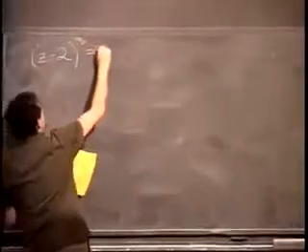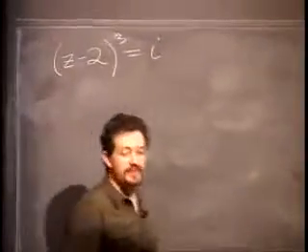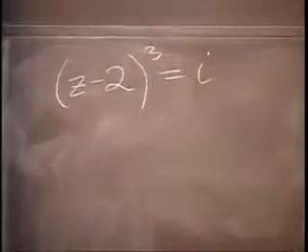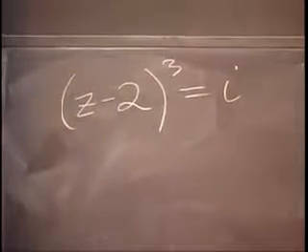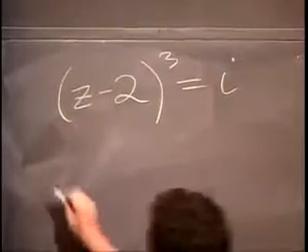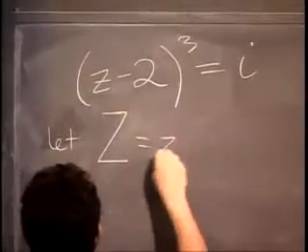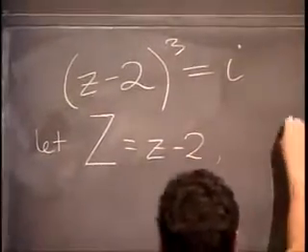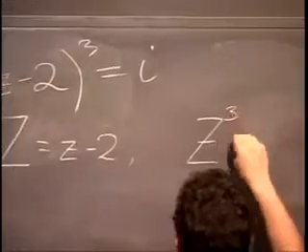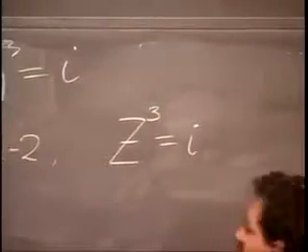Suppose I asked you to solve z minus 2 all cubed equals i. What would you do then? You could expand it, but that would kind of be silly. Instead, make a substitution. Let capital Z be little z minus 2, so that capital Z cubed is i. And I've now reduced it into the standard form.